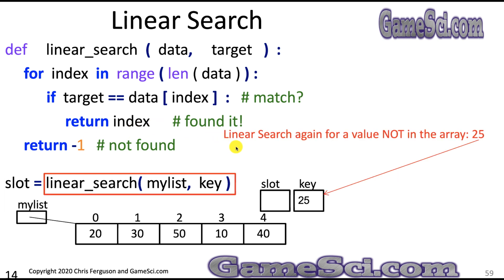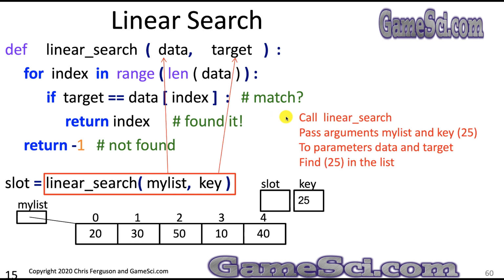Let's do a linear search again, and this time for a value not in the array, 25. So we'll set the key to 25, and the thing about 25 is it's not there in the list. Let's see what happens when we search for something that is not in the list. Let's call linear search. Let's pass the arguments myList and the key 25 to the parameters data and target. Find 25 in the list.